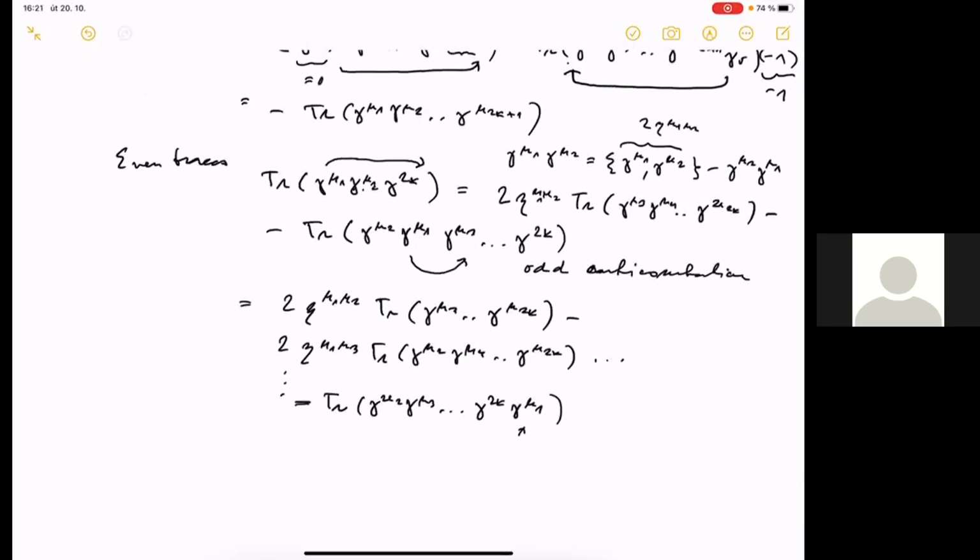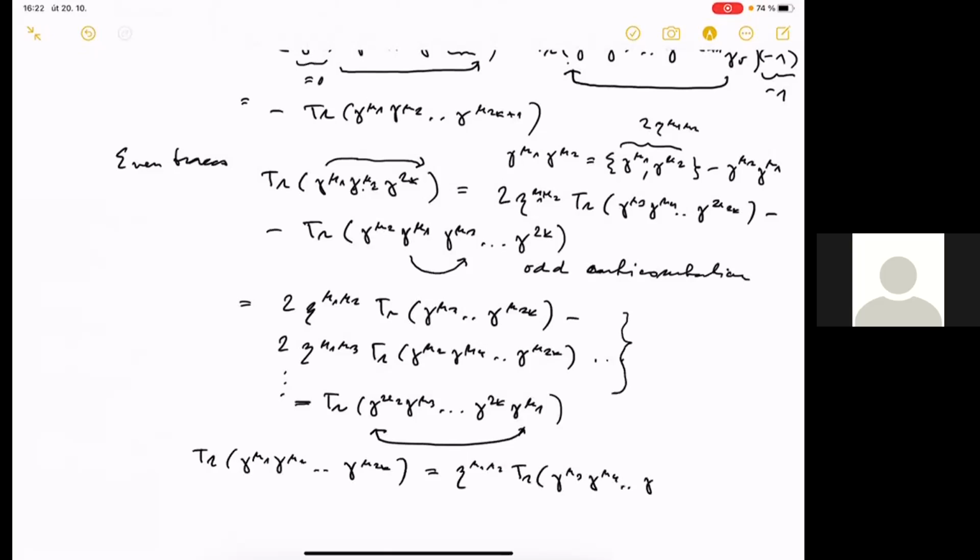So we can now use the cyclicity of the trace. This is nothing else but the original trace. So we can now obtain a recurrent relation for the trace of gamma mu1, gamma mu2, and so on, gamma mu2k, simply as 1/2 of the remaining terms here. That means eta mu1 mu2, trace gamma mu3, gamma mu4, and so on up to gamma 2k.